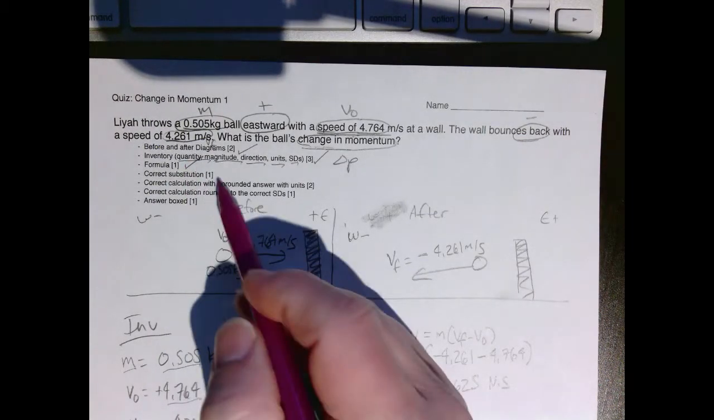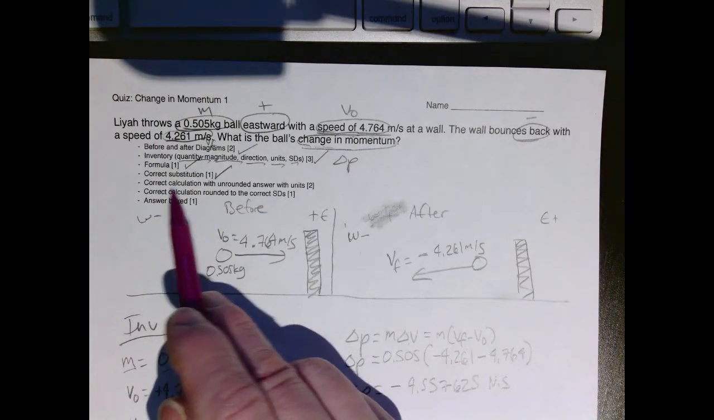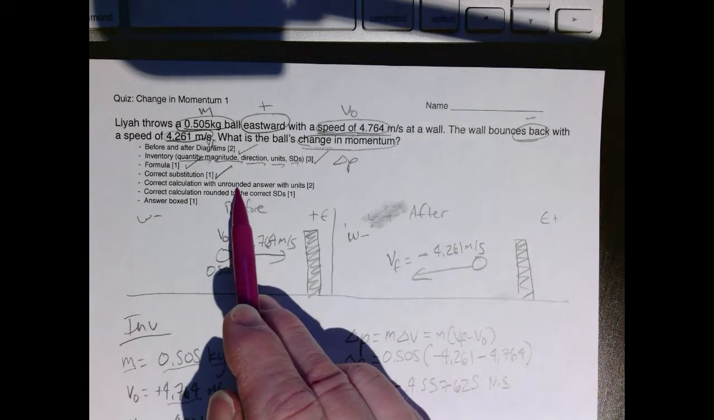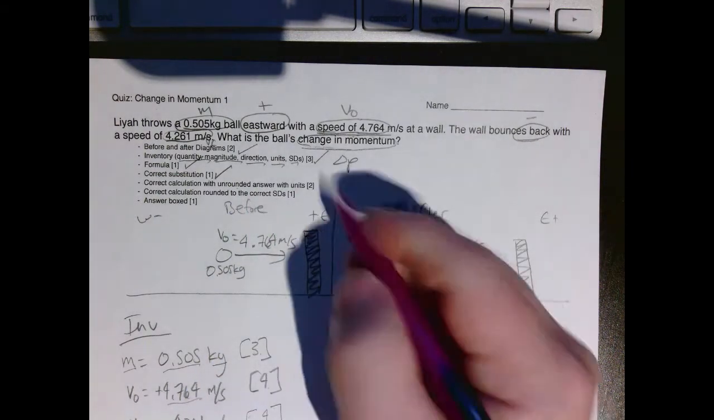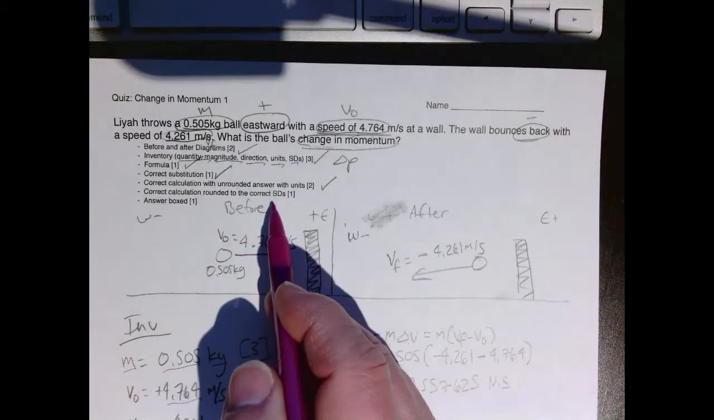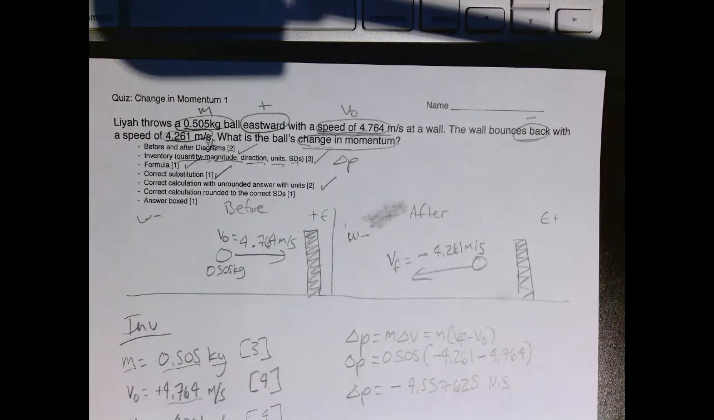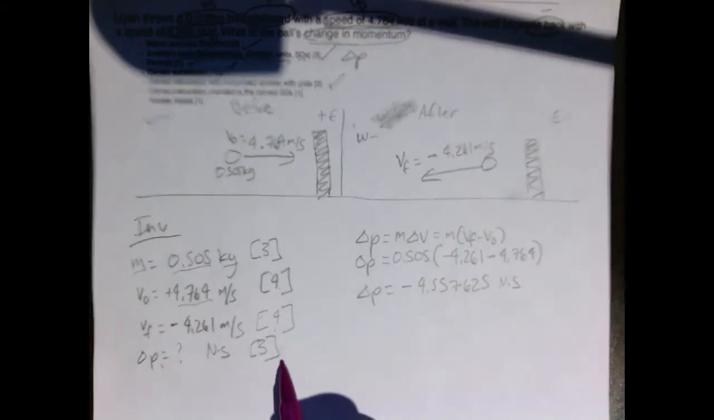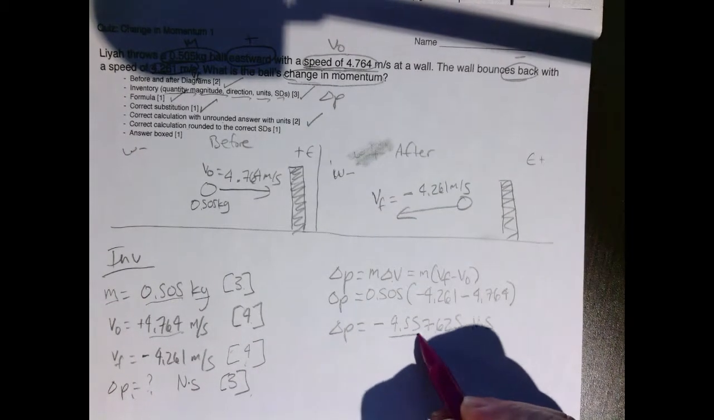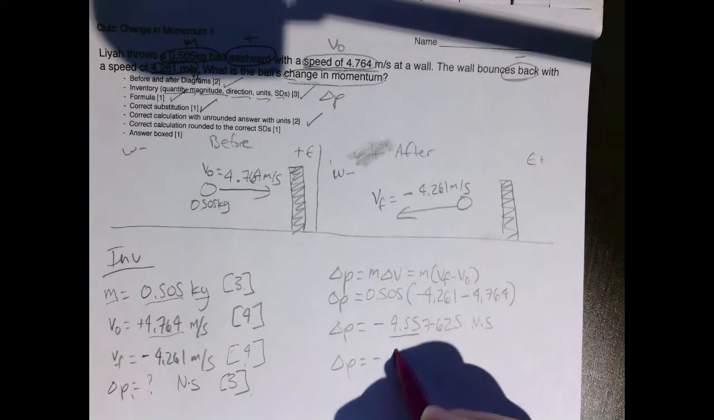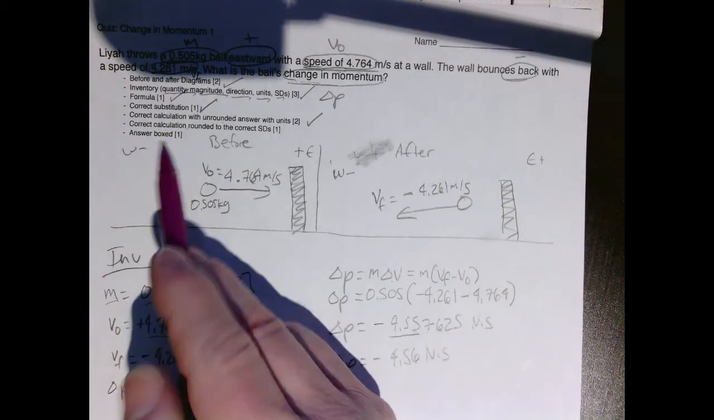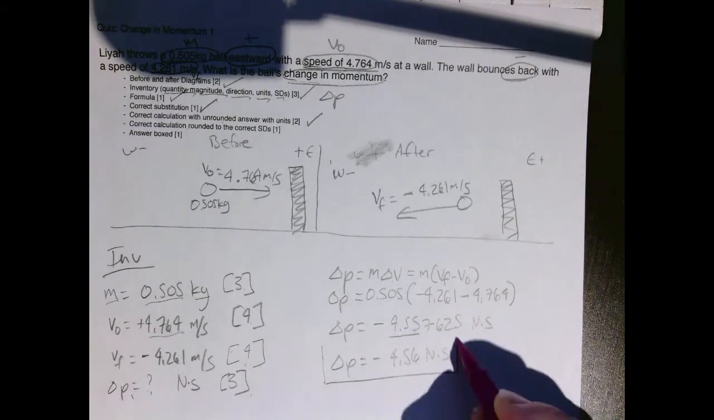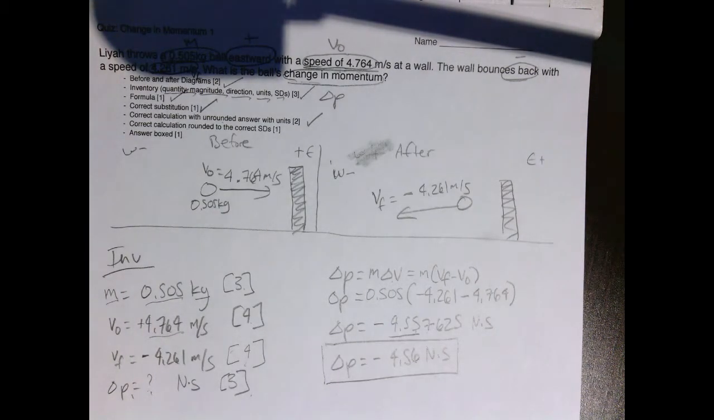So my formula, I substituted correctly. I calculate the answer. I record the unrounded answer with the units. Unrounded with units. And now I'm going to round to the correct number of significant digits. Change of momentum. Supposed to have 3 significant digits. So 1, 2, 3. So the change of momentum is negative 4.5. After this 5 is a 7, so we round up. Negative 4.56 Newton seconds. And the last step is to make it clear what my answer is. I'm going to box my answer. Negative 4.56 Newton seconds.